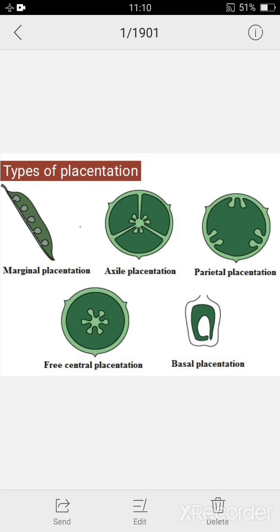The style connects to the ovary, and the stigma is usually at the tip of the style. The receptive part in the carpel for receiving pollen grains is the stigma only. Stigma is a receptive part which is present at the top. It receives the pollen grains through agents like water, wind, birds, insects, etc. They come and drop the pollen grains on the stigma, and pollination takes place.